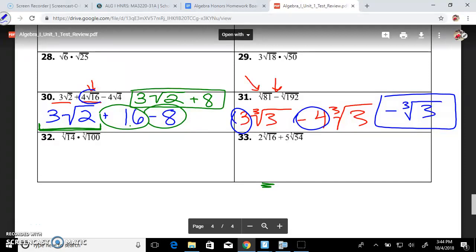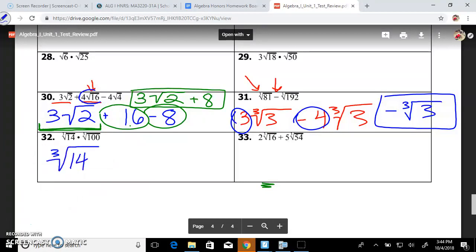Cube root of 14. I have a guess that 14 is not going to be able to be simplified when it comes to cube root because 14 divided by 2 is 7, 7 divided by 7 is 1. I can't find a group of 3's in there, so let's see. Cube root of 14 stays the same.